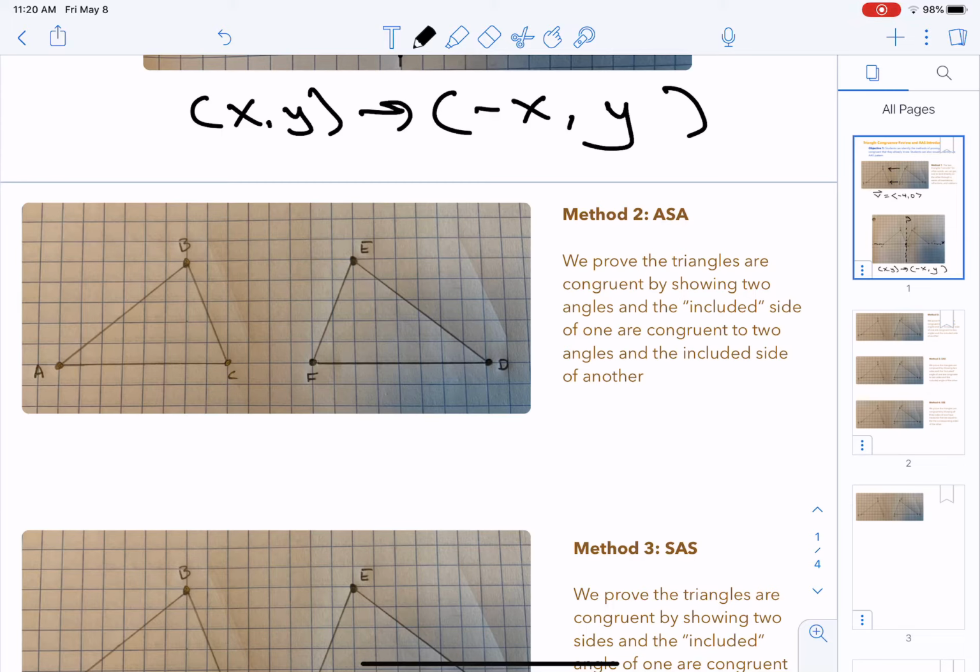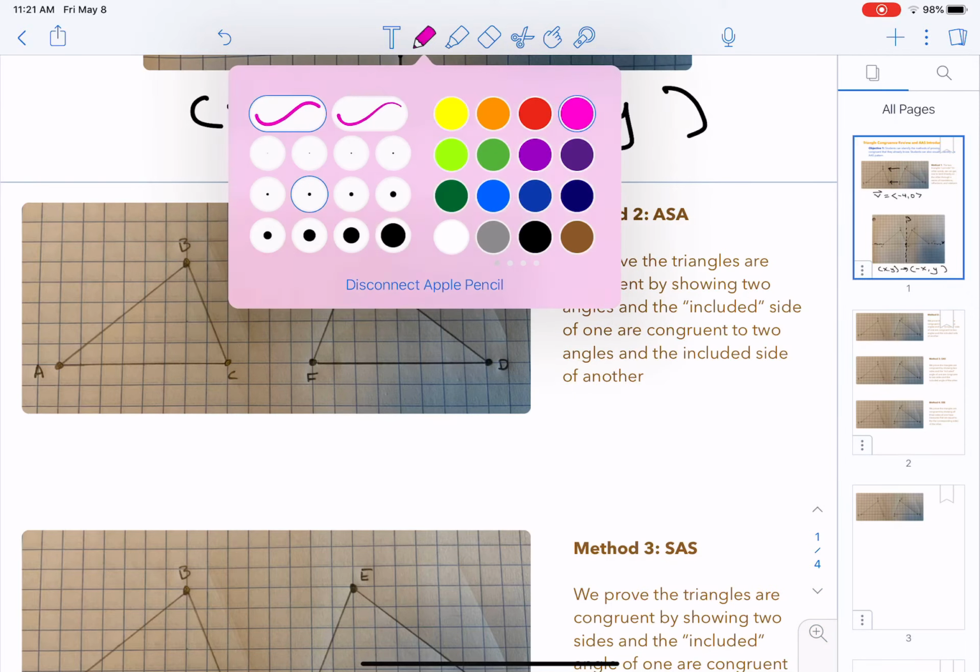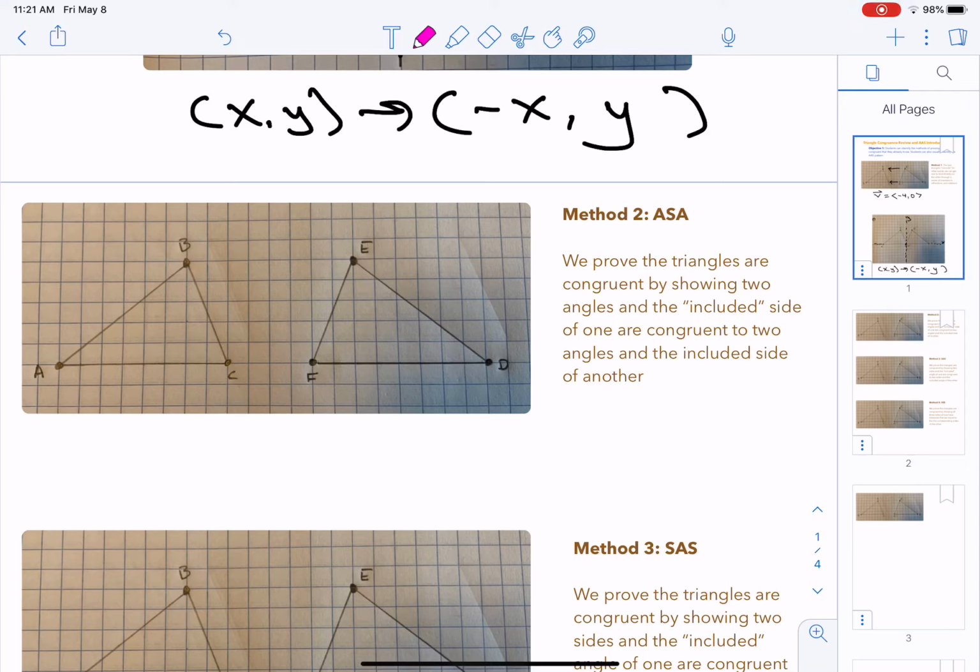Let's go back and now look at the ASA triangle congruence. Sometimes it's called a postulate. In your book, they call it a theorem. It really doesn't matter. The idea here is that we can prove that triangles are congruent by showing that two angles and the included side of one are congruent to two angles and the included side of the other. So just real quickly, say this angle A, we'll draw a little tick mark there, is congruent to angle D.